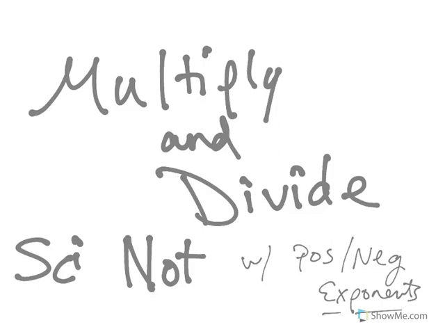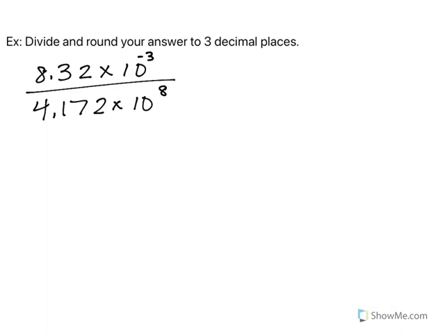Let's multiply and divide in scientific notation using positive and negative exponents. And I'm going to do two of each of these. One where we're going to leave it in scientific notation and round, and one where we're going to change it to standard form and round, because it makes a difference, right? So anytime we're going to round, we always want to round at the end.